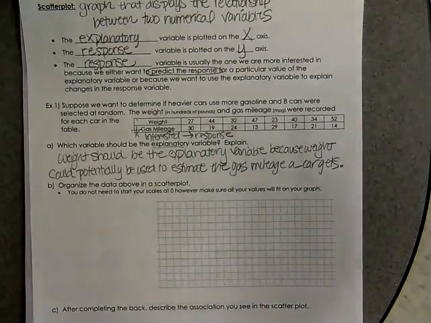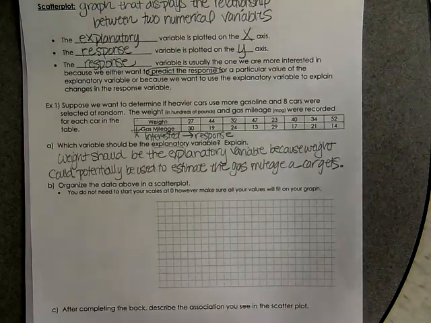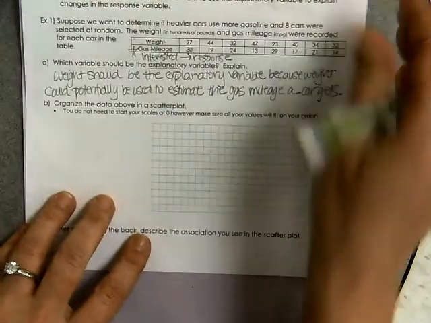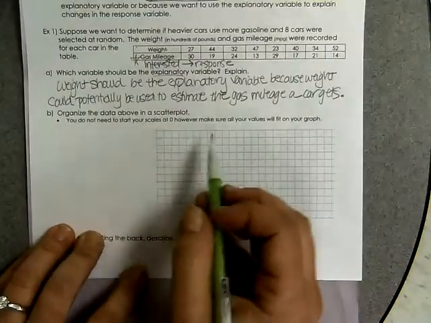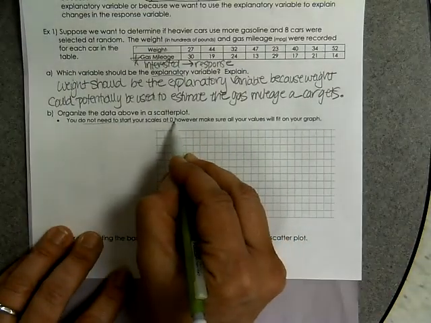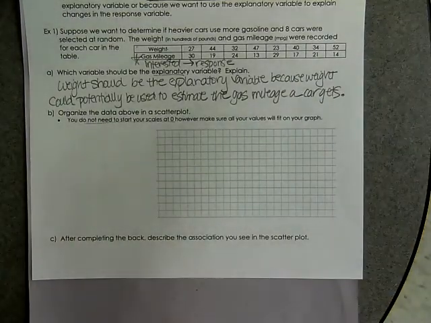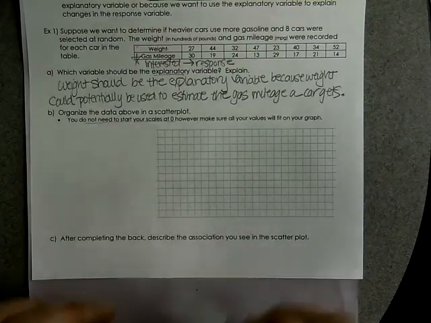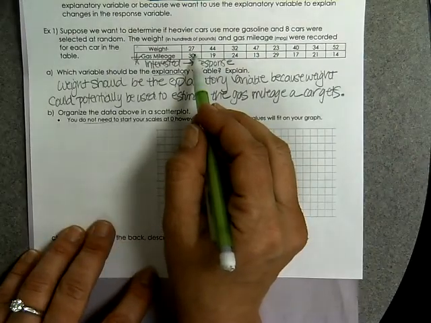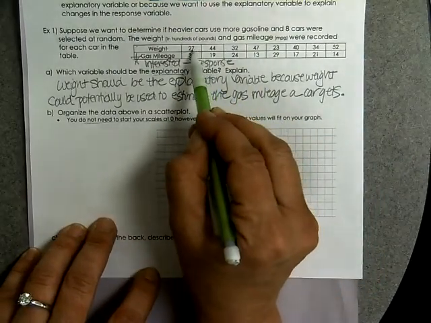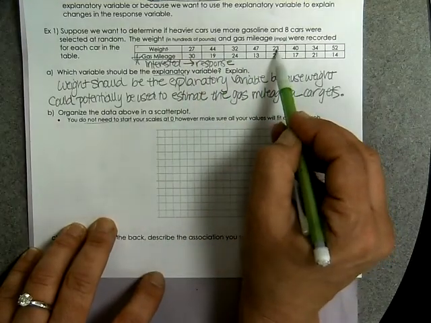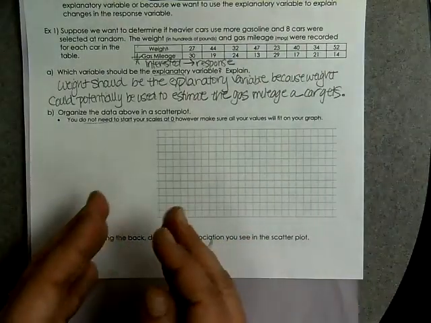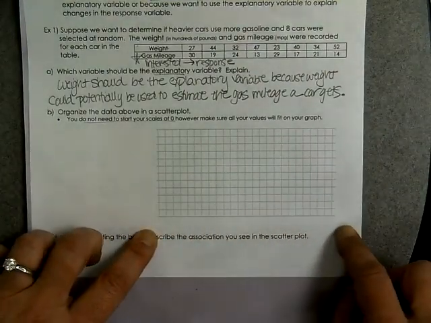So let's organize this data in a scatter plot. When you have a scatter plot, there is no area principle like we talked about with the categorical variables. You do not have to start the scales at 0, but we do need to make sure that all the values fit on the graph. So if I look at the weight, for example, the smallest weight that I see is 23, and the biggest one I see is 47. I might not want to go all the way from 0 to 50.